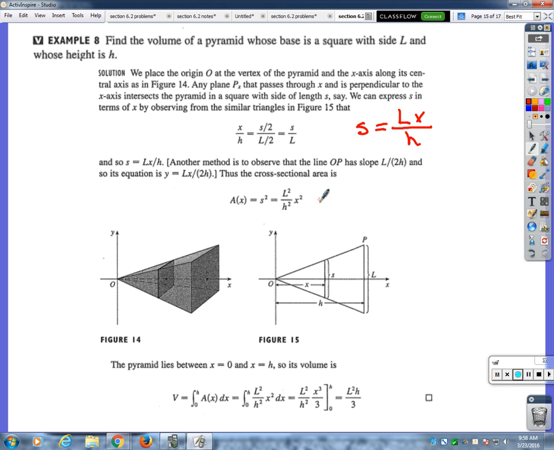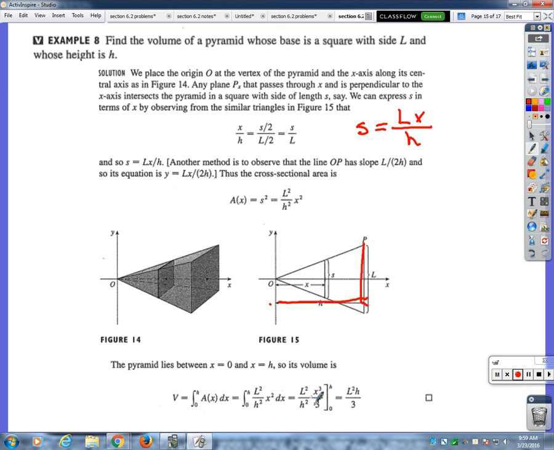So all we need to do is add up those infinitely small squares between 0 and h, because that's the height of the pyramid. So if I do the antiderivative from 0 to h of L squared over h squared times x squared, the only variable in there is the x. So the antiderivative of x squared is x cubed over 3. This one stays the same. Then I plug in h and I plug in 0, and I get L squared times h over 3, because that is a constant and this is a constant.